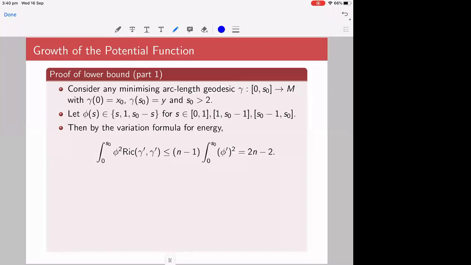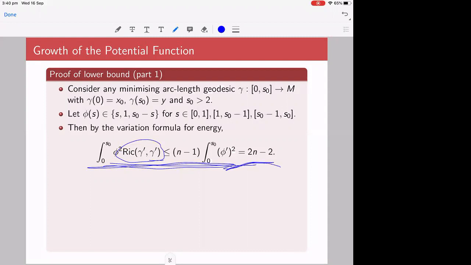Recall that gamma was chosen to be a minimal geodesic. Since we're assuming that this function is minimal, we get lots of information about the first and second variation formulas. Using these variational formulas, by virtue of the fact that this must be a minimal geodesic, we get this estimate here. On Riemannian manifolds, where you take variations of geodesics, you get this nice Ricci curvature term popping out here. So this estimate is just a consequence of variational formulas for minimal geodesics.